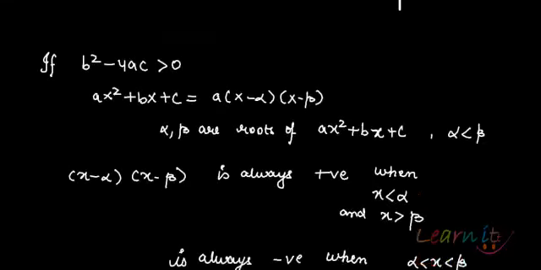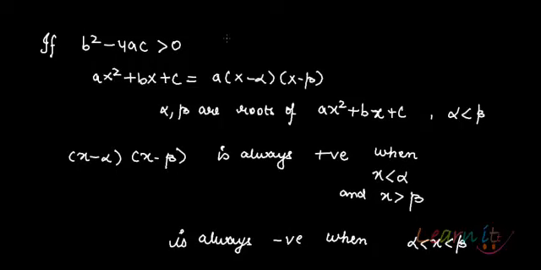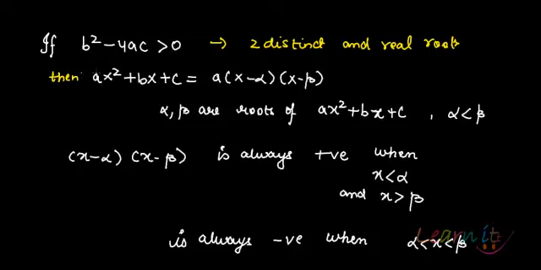Now, in case you have b square minus 4ac strictly greater than 0, that is a scenario when you have two distinct and real roots. So say they are alpha and beta. So you can write ax square plus bx plus c equals a into (x minus alpha) into (x minus beta). Alpha, beta are two roots, okay?